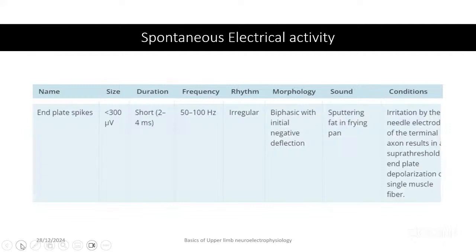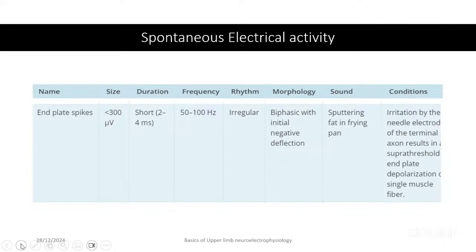So end plate spikes you also have to differentiate, which are about 300 microvolts, 2 to 4 milliseconds, 50 to 100 hertz. Biphasic with initial negative deflections. That means negative deflection means it's going up. And sputtering fat in the frying pan type sound.